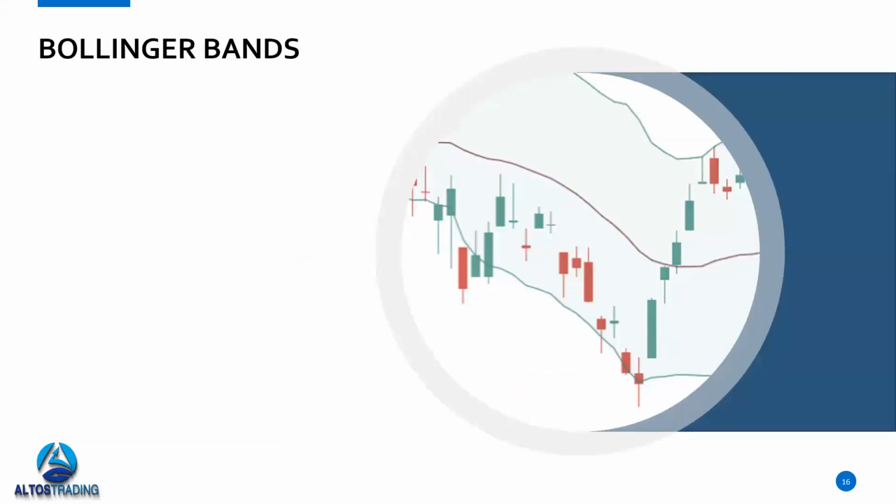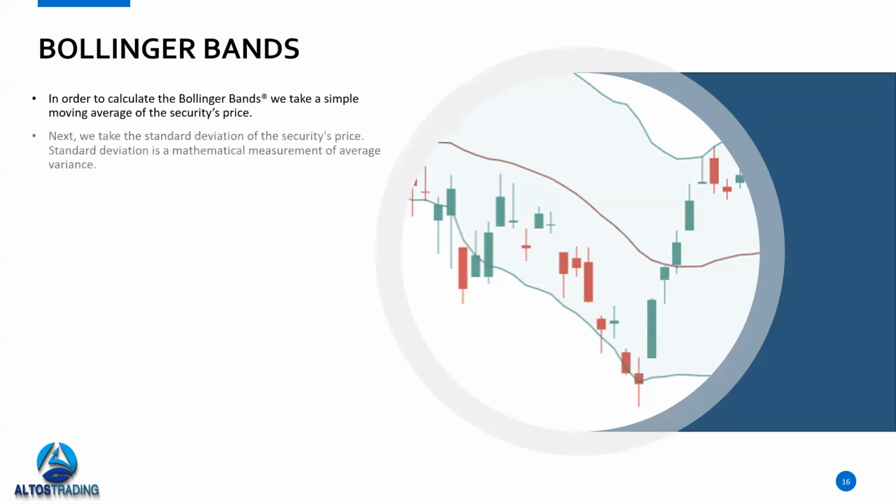All right, so first let's look at the Bollinger Bands. We won't go into huge detail here, but I want you to have a basic understanding. They consist of 3 bands, right? So we take a simple moving average, that's the center band that you see of the security's price. And again, we can apply these to any asset. Then we take a standard deviation of the security's price, and that's basically a mathematical measurement of average variance. So this is where we get information on market volatility or volatility of the asset.